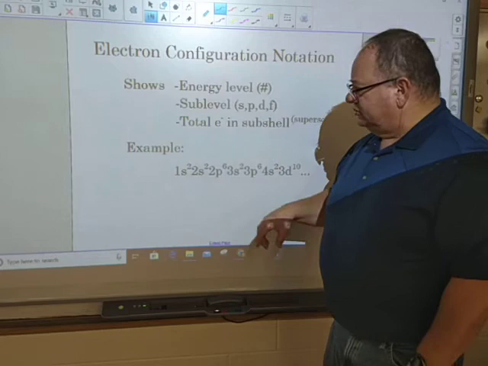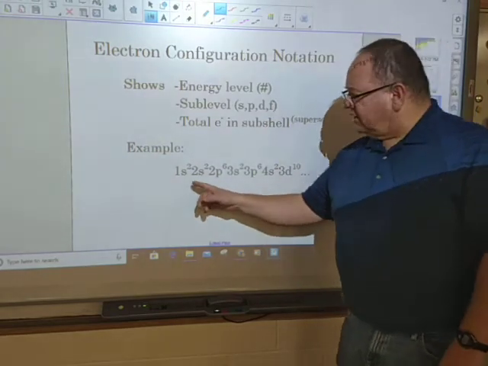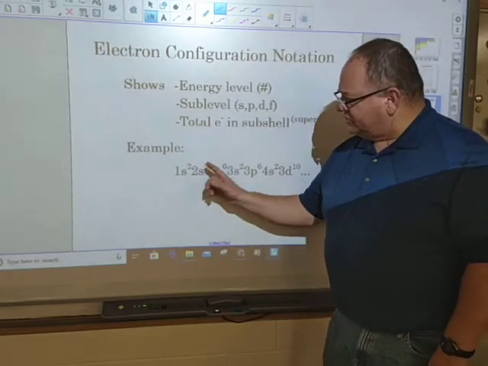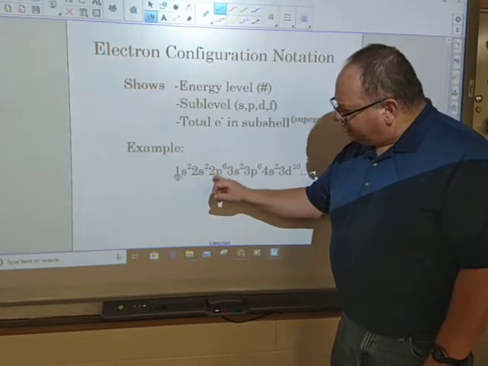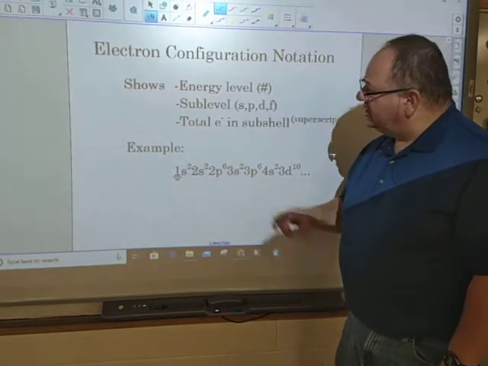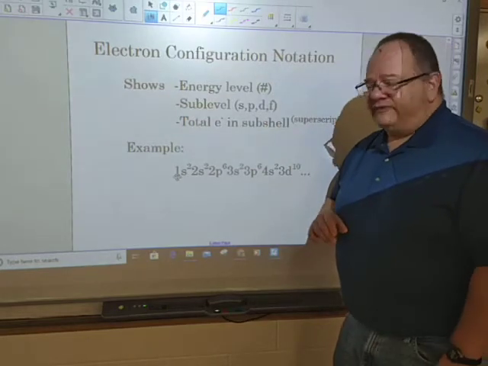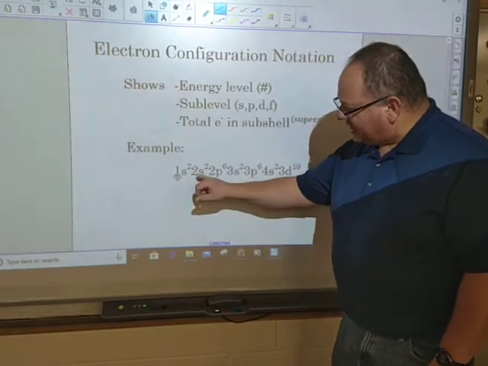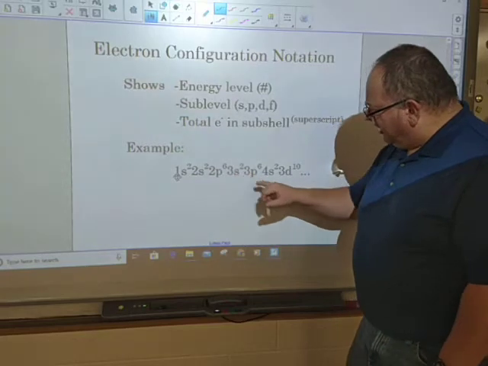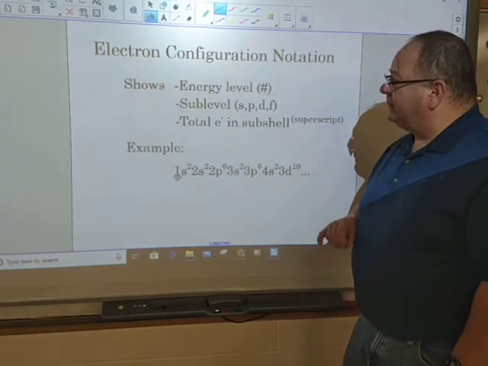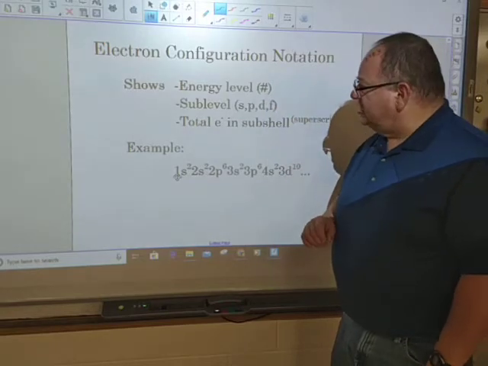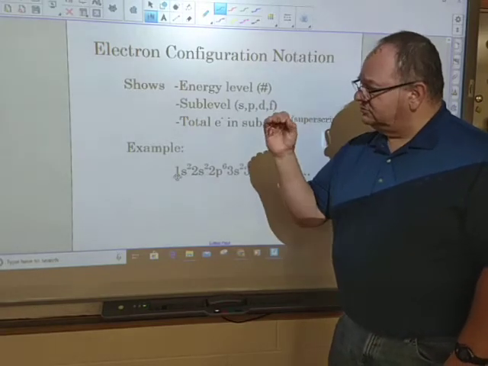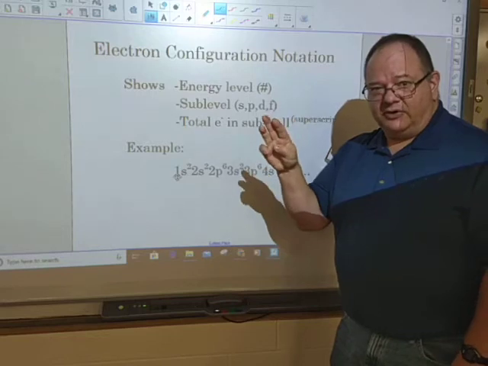That's the numbers. So I have an example electron configuration written down here: 1s2, 2s2, 2p6, 3s2. The big numbers in front of the letters are representing energy levels. The first energy level, the second energy level, the third energy level. The sublevels are represented by those letters: s, p, d, f. Stupid people die first.